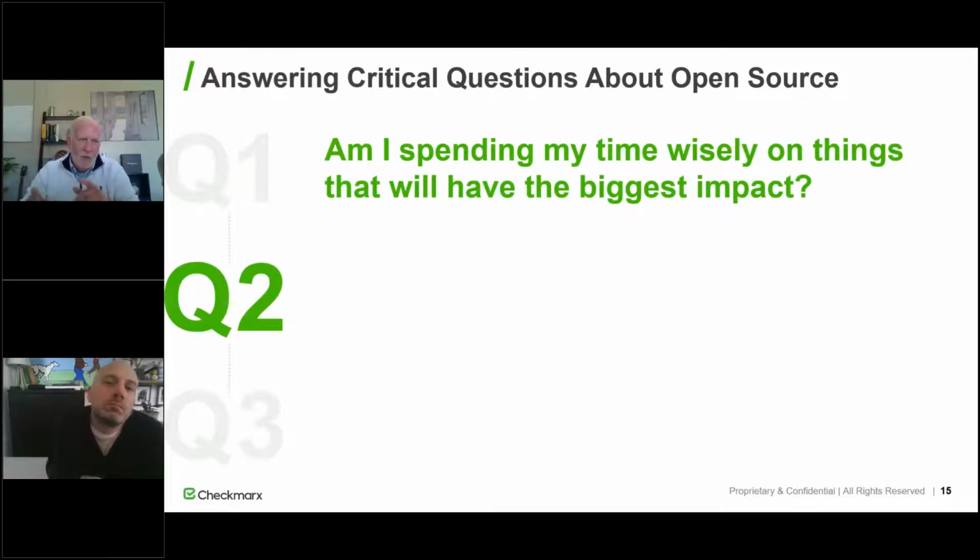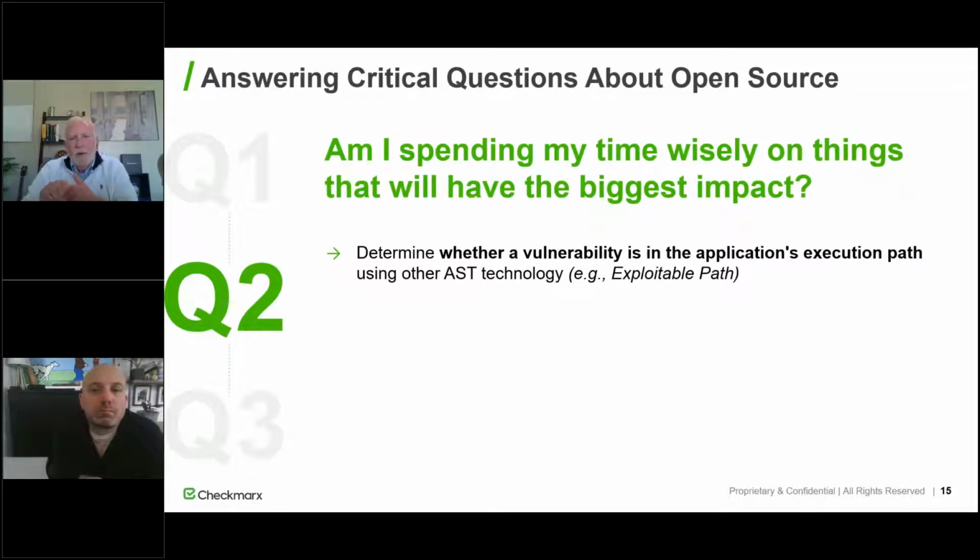And the next question I would want to ask is, am I spending my time wisely on the things that will have the biggest impact? And really determining whether a vulnerability is actually in the application's execution path using another AST technology.